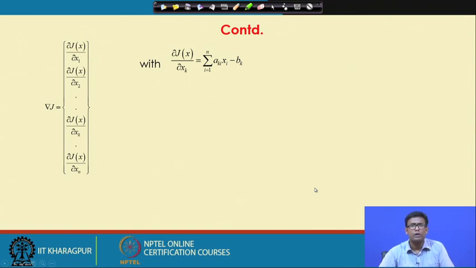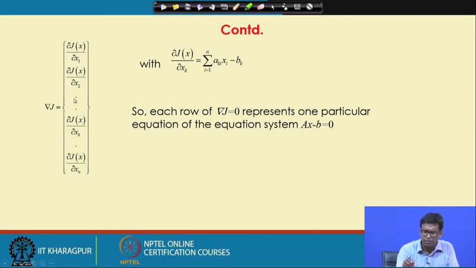So, if I write gradient of J, that will contain all the vector del J del x 1, del J del x 2 to del J del x n, and each of these del J del x terms is basically the sum over i equal to 1 to k of a_ki x_i minus b_k, one particular value.